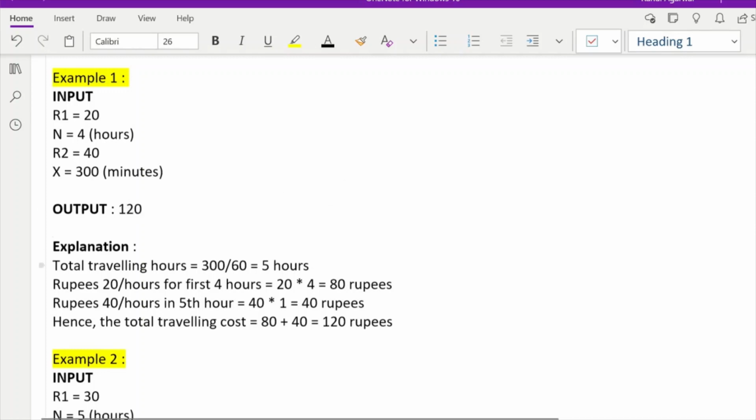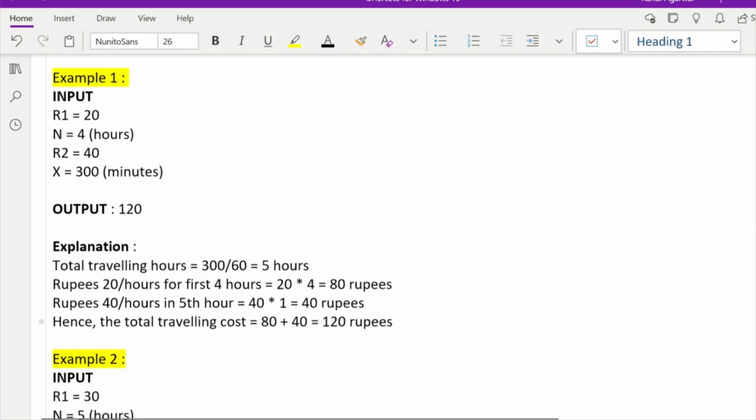First of all, we will calculate the total traveling time. Total traveling hours will be 300 by 60, that is 5 hours. So we know that for the first 4 hours, that is n equals 4, our cost will be 20 per hour, that is R1. So we will do 20 into 4, that is, for 4 hours the cost will be 80 rupees.